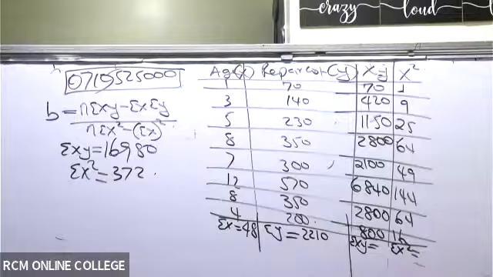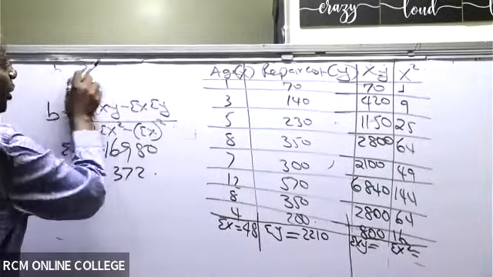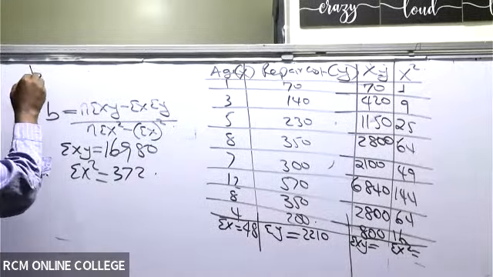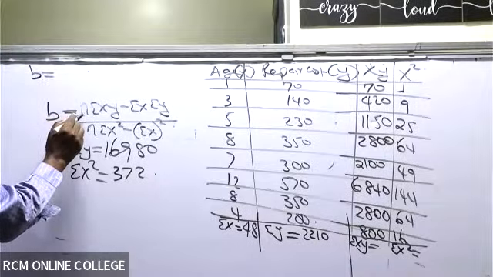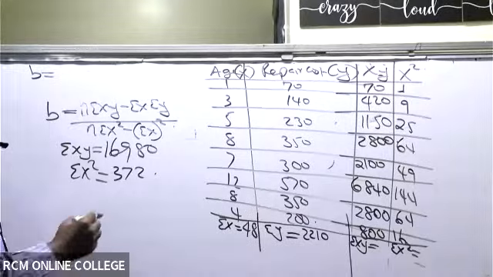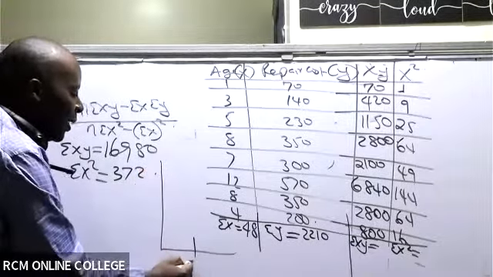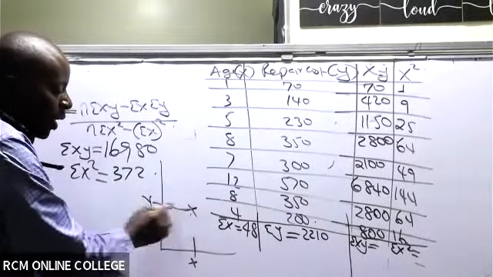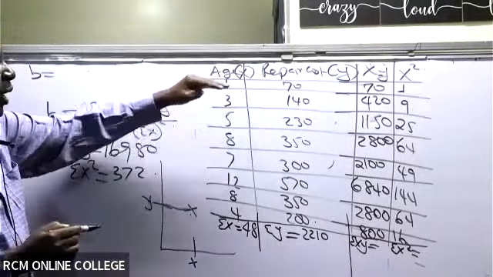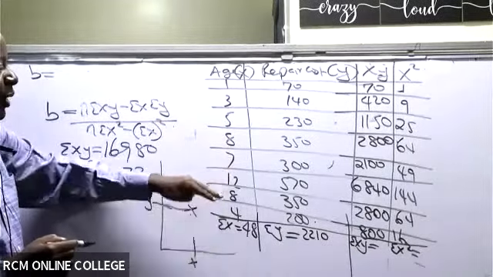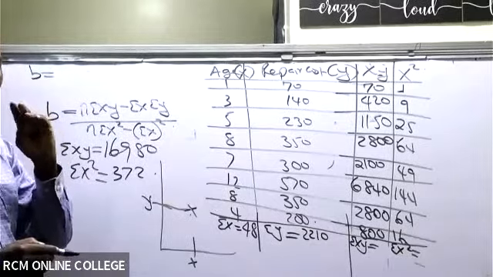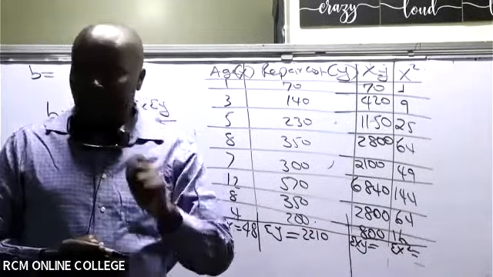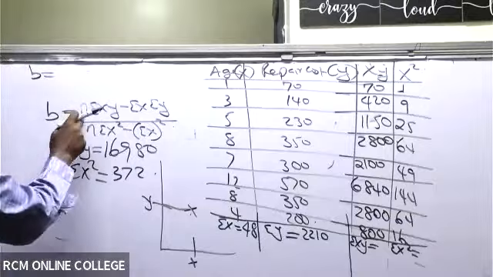So then please go ahead and do proper substitution here. Give me the value of b. So to get b, I have n, the number of data points. Remember, a data point on a Cartesian plane is defined by x and y coordinates. So this is 1, 2, 3, 4, 5, 6, 7, 8. So our n is 8.